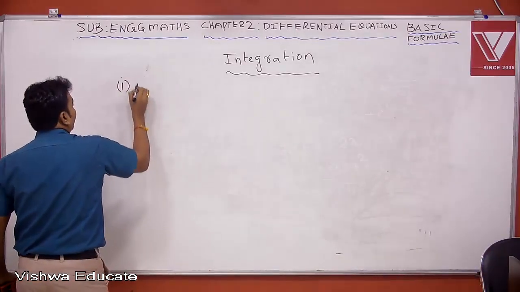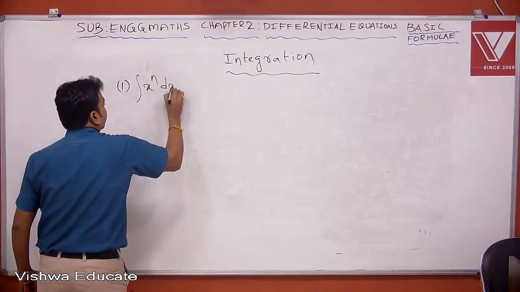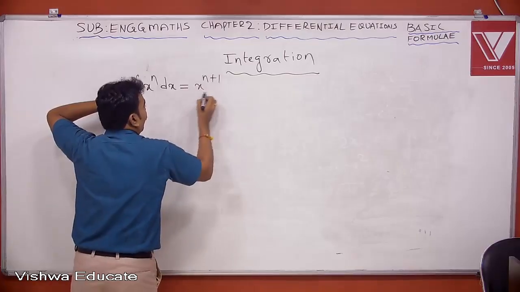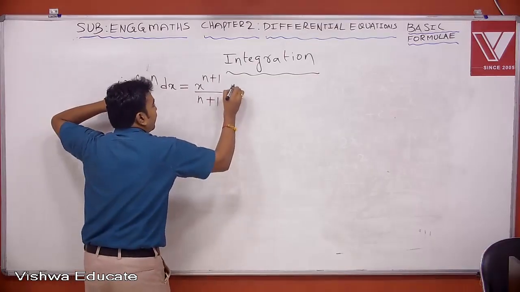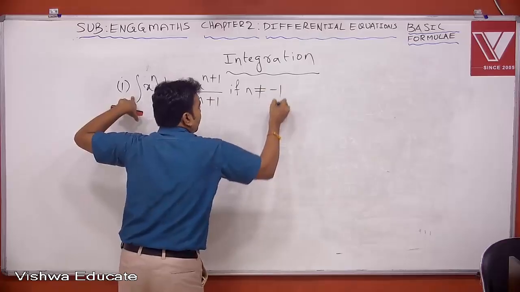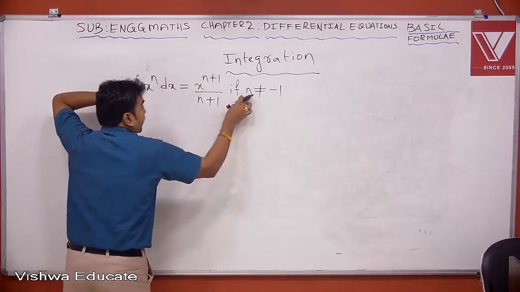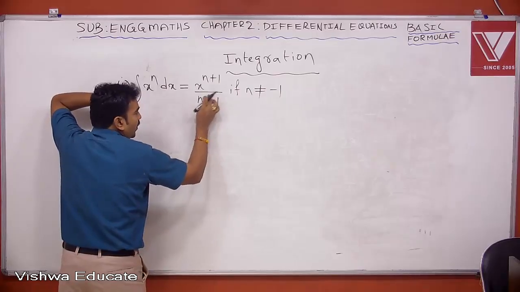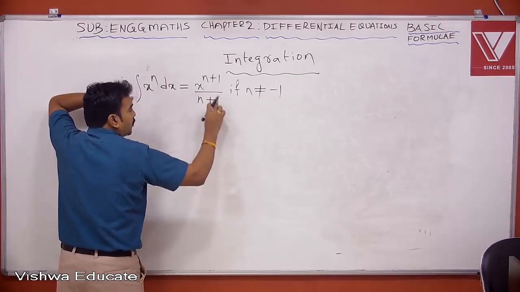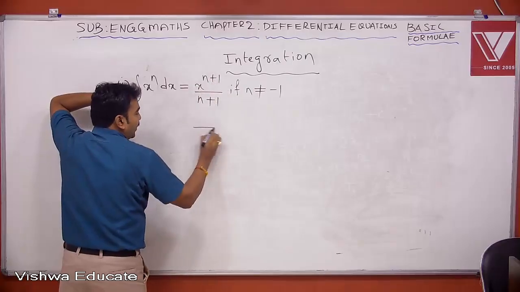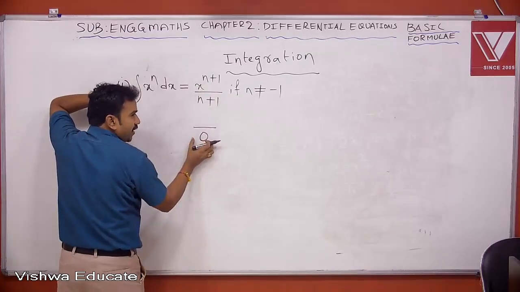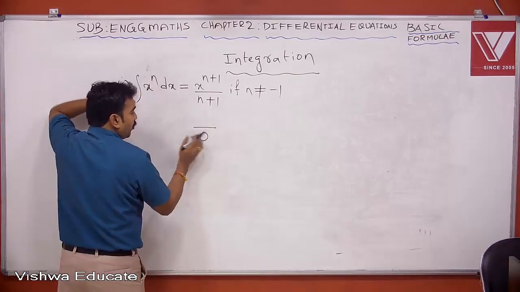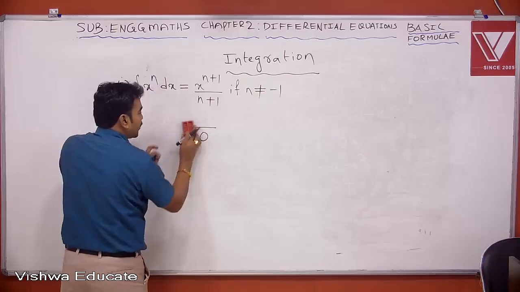Formula number 1, integral x power n dx, n is some constant. This is x power n plus 1 by n plus 1 if n not equal to minus 1. N is any constant except minus 1, because in the denominator we have n plus 1. When you take n value minus 1, the denominator gets 0. Something divided by 0 is an undefined quantity. Therefore, in mathematics, the denominator should not be 0. Make sure that this n value is not equal to minus 1.